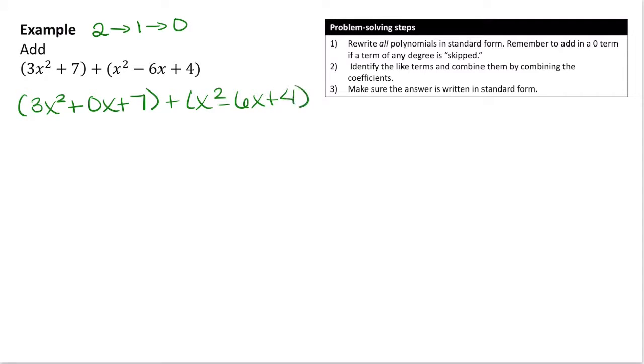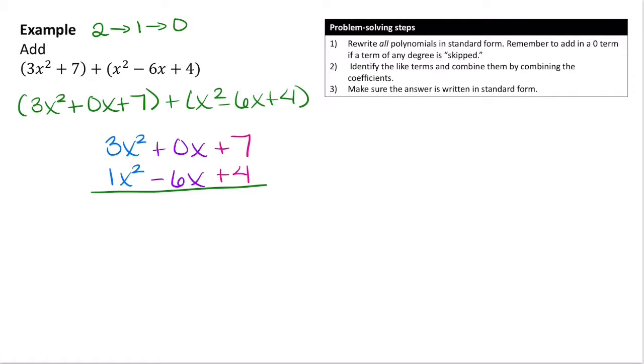So now I'm going to rewrite these and I'm going to line up my like terms. So I have 3x squared, and then I have plus 0x, and then plus 7. Okay, so now let's go to the second polynomial. So we have x squared. Remember that x squared has a coefficient of 1. That's just implied. And then we have minus 6x, and then we have plus 4. So now let's go ahead and combine these two.